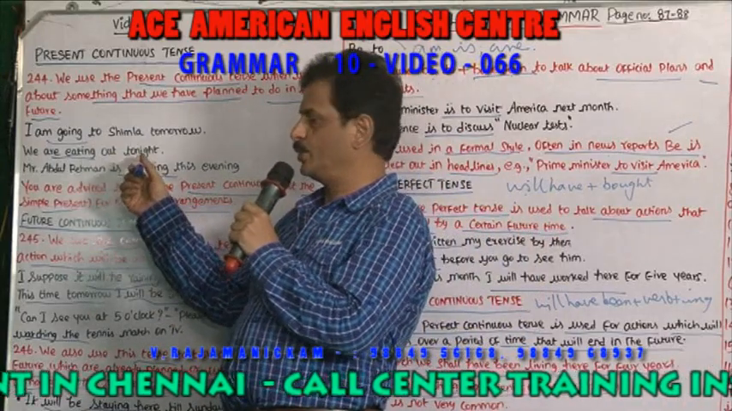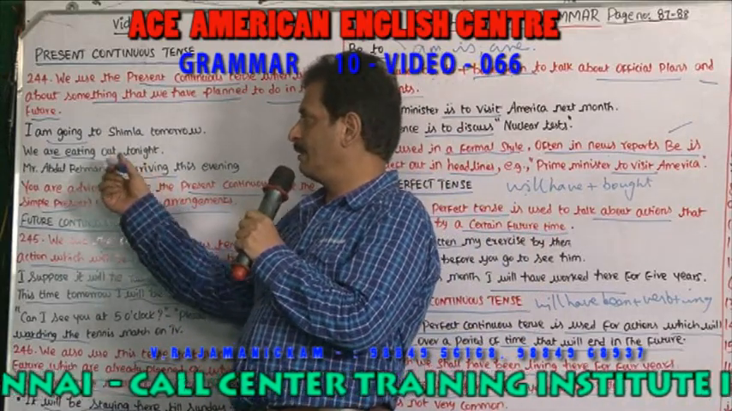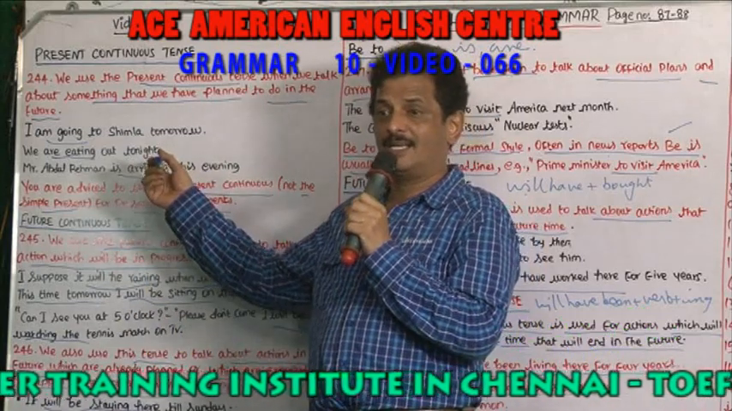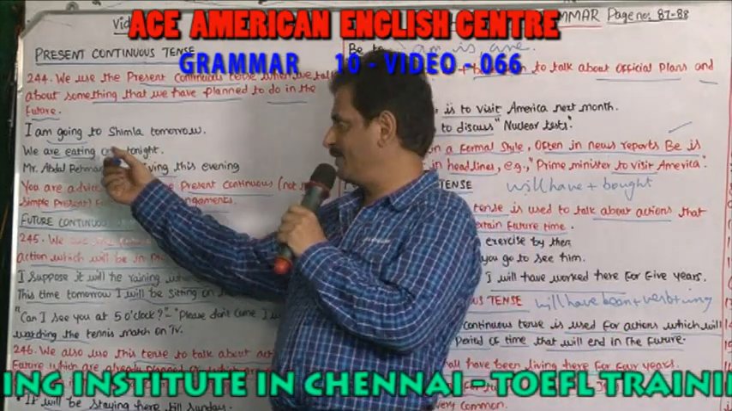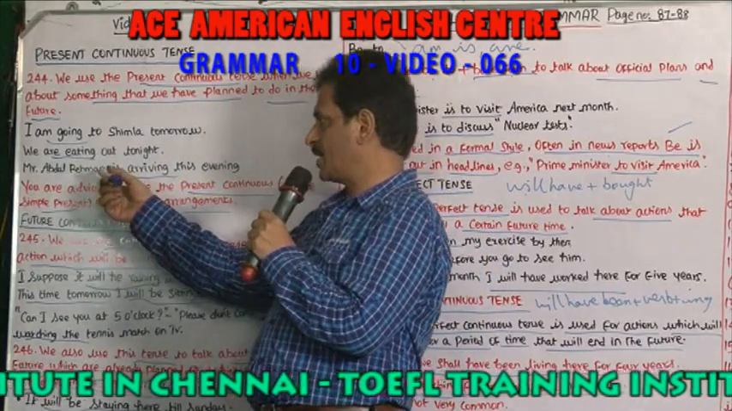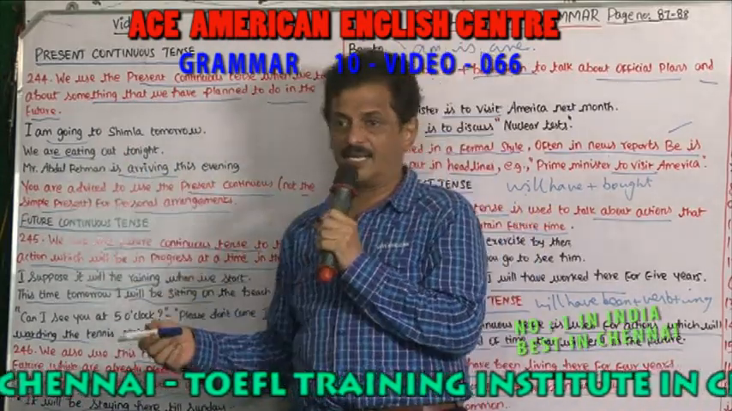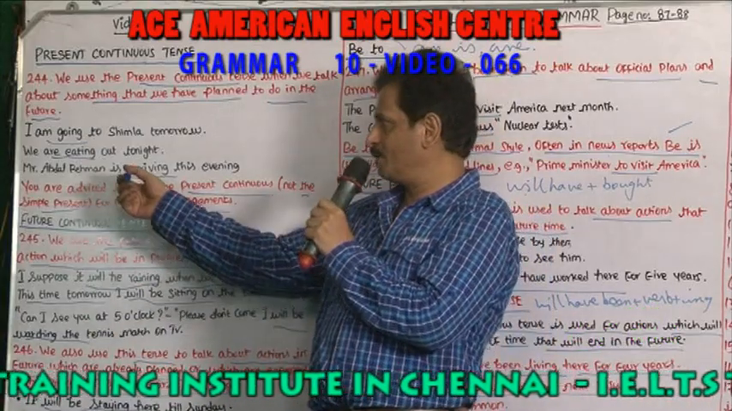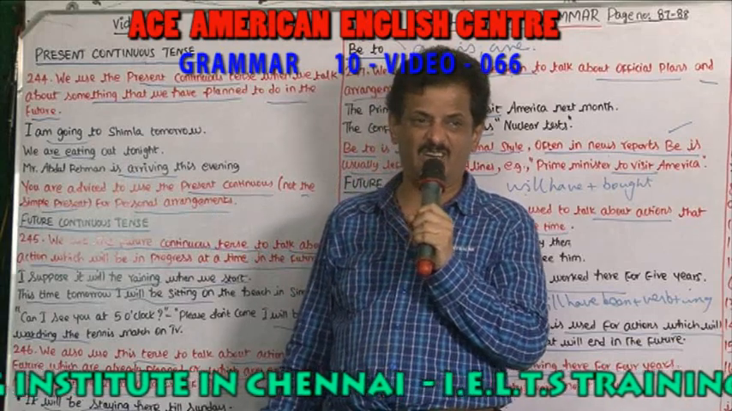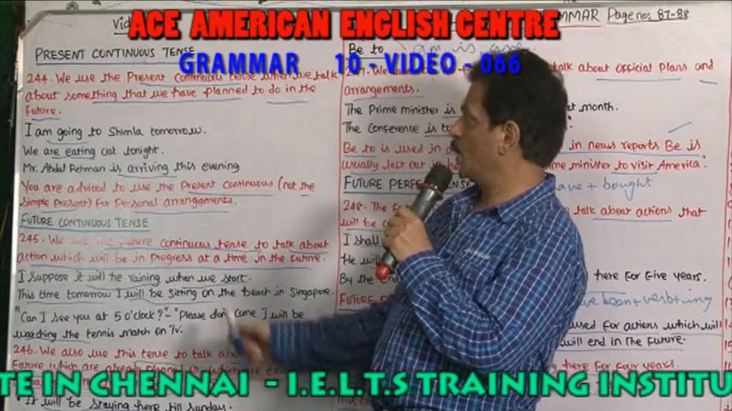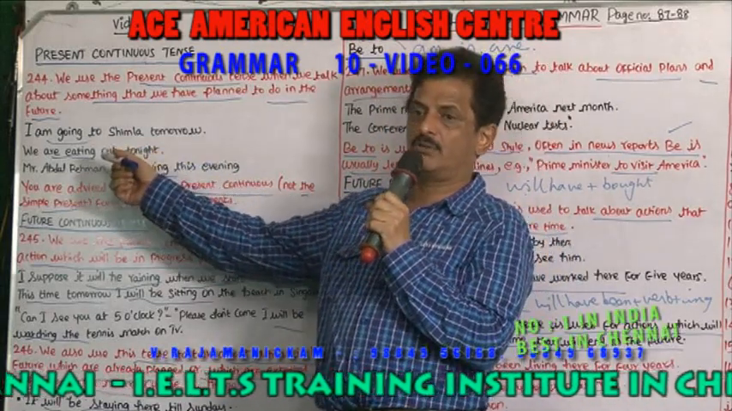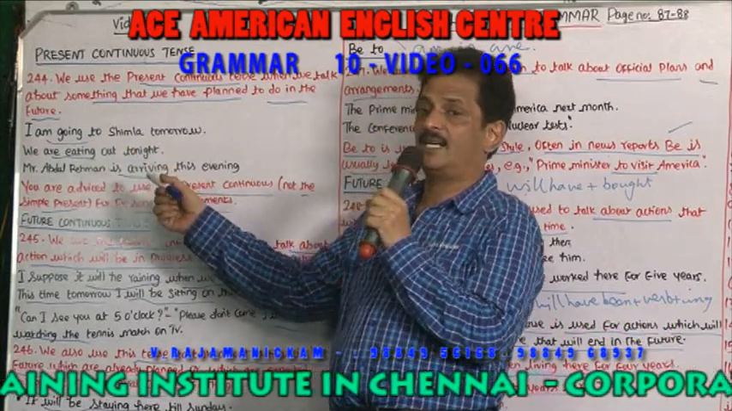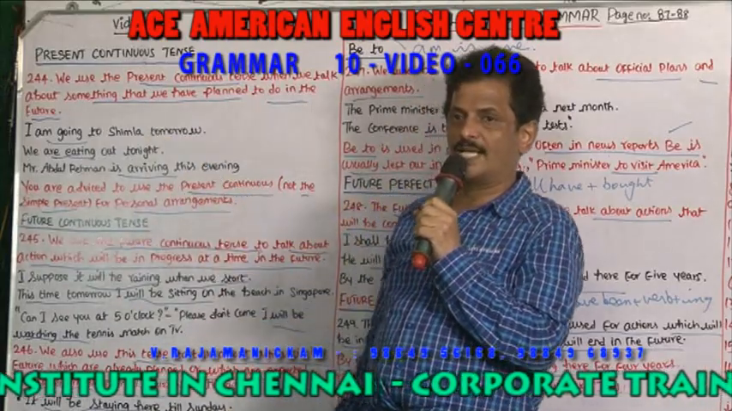வி ஆர் ஈட்டிங் அவுட் டு நைட். We are eating out tonight. நாங்கள் இன்று வெளியே சாப்பிட போகிறோம். ஆக இது எதிர்காலத்தை பற்றி சொல்கிற பொழுது வி ஆர் ஈட்டிங் என்று சொல்கிறாய். மிஸ்டர் அப்துல் ரஹ்மான் இஸ் அரைவிங் திஸ் ஈவினிங். அப்துல் ரஹ்மான் இன்று மாலை வரப்போகிறார். எதிர்காலத்தை பற்றி சொல்கிற பொழுது இஸ் அரைவிங் என்று சொல்கிறாய், வில் பி அரைவிங் என்று சொல்வதில்லை. ஸோ இந்த ப்ரெசன்ட் கண்டினியூஸ் என்று சொல்லக்கூடிய நிகழ்காலத்தொடர், இஸ் கோயிங், ஆர் ஈட்டிங், இஸ் அரைவிங், இவைகளெல்லாம் எதிர்காலத்தை பற்றி சொல்லக்கூடியதாக வருகிறது.